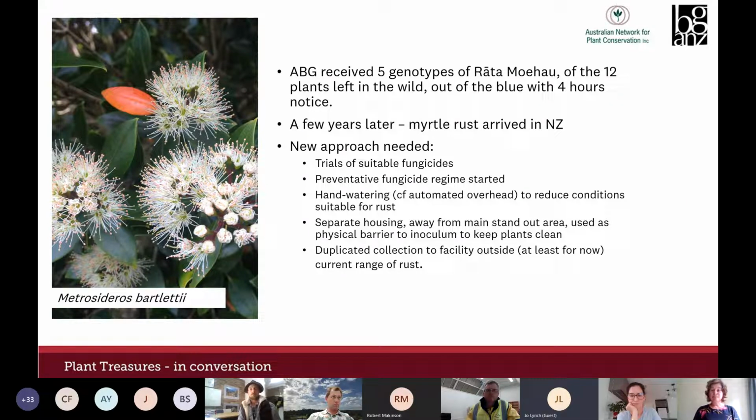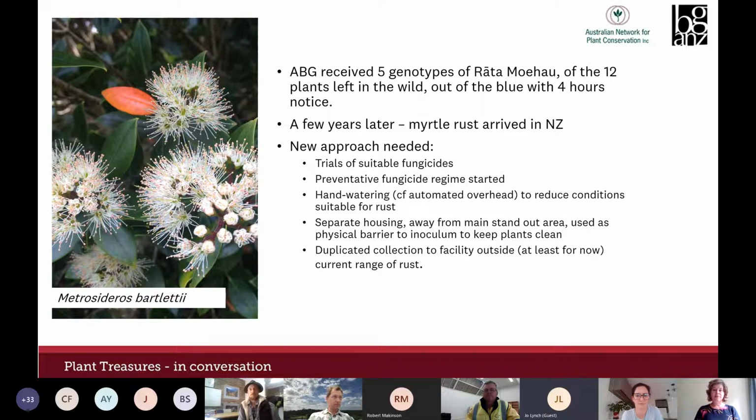We also house them separately in a shade house away from the main stand-out area. We felt like that would be another physical barrier to inoculum to keep the plants clean, and it also stopped us moving from where they were to the main collection. So it potentially stopped any inadvertent movement of the rust on our clothing or our tools. And Emma also set out to duplicate the collection to a facility, which at least for now is outside of the current range of the rust.